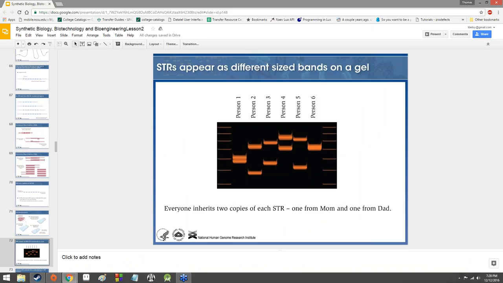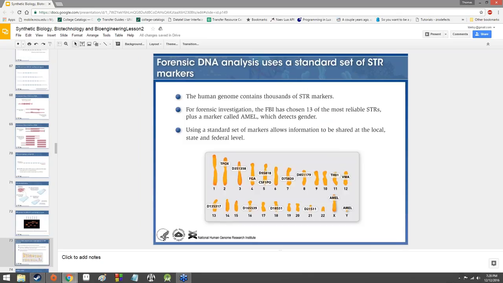Everyone inherits two copies of each STR, one from your mother and one from your father. The human genome contains thousands of these STRs. And for a forensic investigation, the FBI has chosen 13 of the most reliable STRs, plus a marker called AMEL, which detects gender. Using a standard set of markers allows information to be shared at the local, state, and federal level, because it standardizes everything so that there's a baseline to work with. It keeps some anonymity as well.